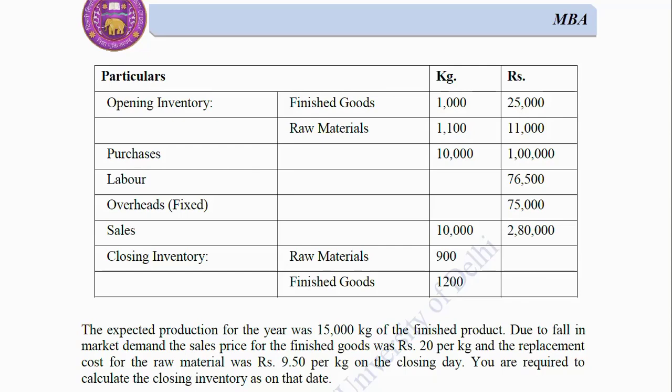Purchases of 10,000 kg, amount is rupees 1 lakh. Labor amount is 76,500. Overheads fixed amount is 75,000. Sales of 10,000 kg, amount is rupees 2,80,000. Closing inventory of raw material of 900 kg and finished goods of 1200 kg.